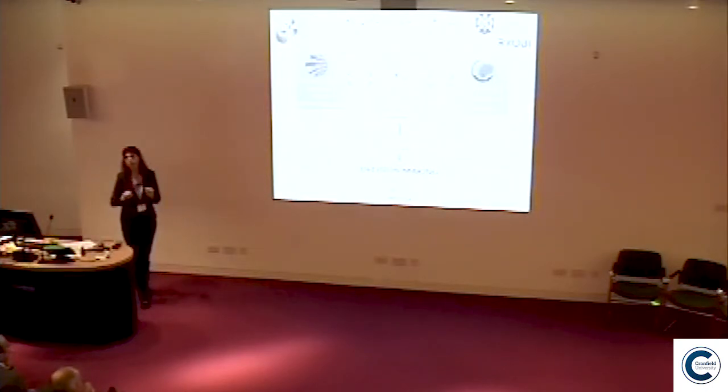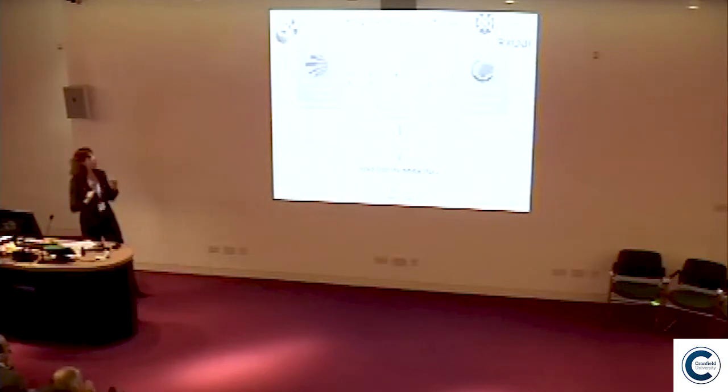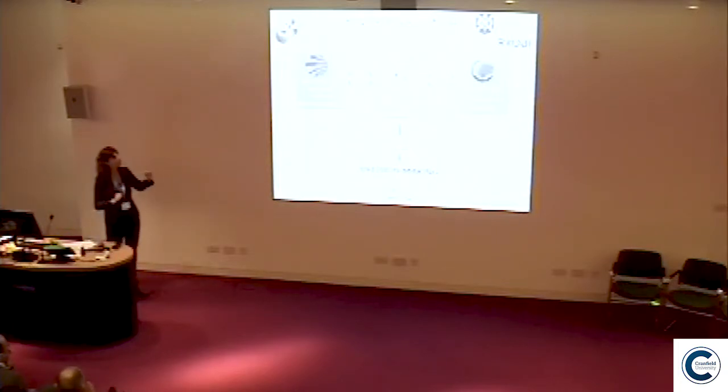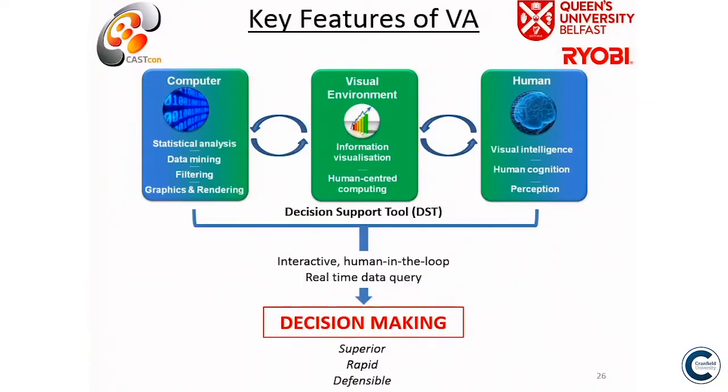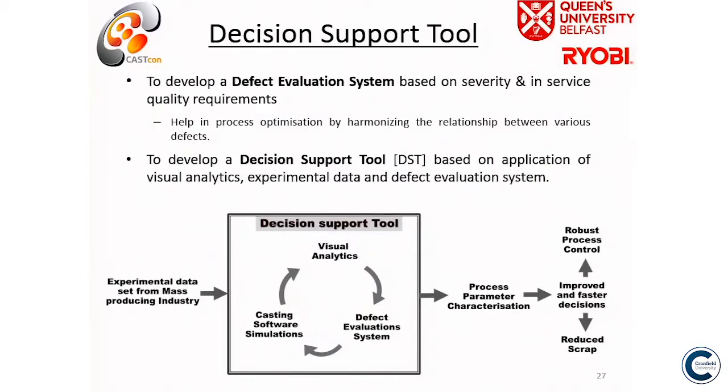So what we're saying is that if you do this, you bring in this human element, and you put these humans in the loop, that you're actually going to have decisions and conclusions that are superior, rapid, traceable, and defensible. So we're going to try and do this with all of this data that we have. And the first part of defining what we're calling a decision support tool is this idea of a defect evaluation system. And we're not really going to talk too much about that now.